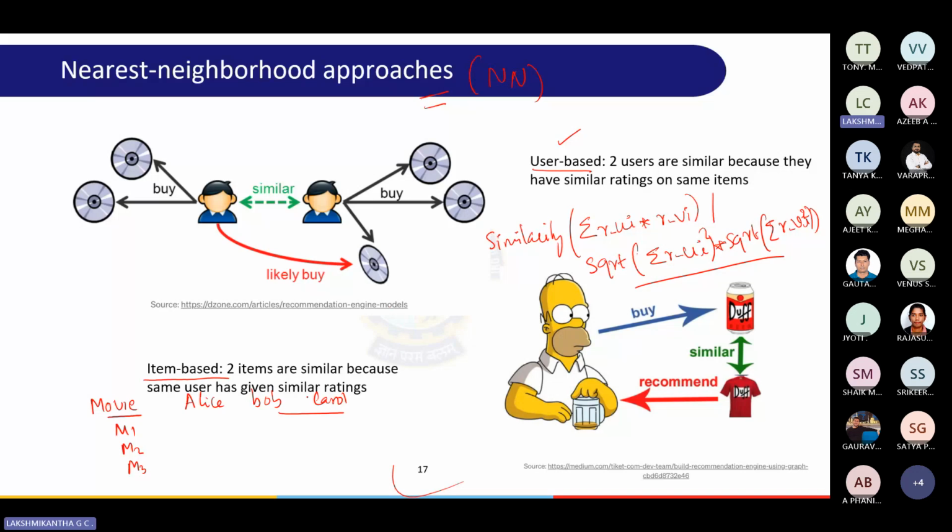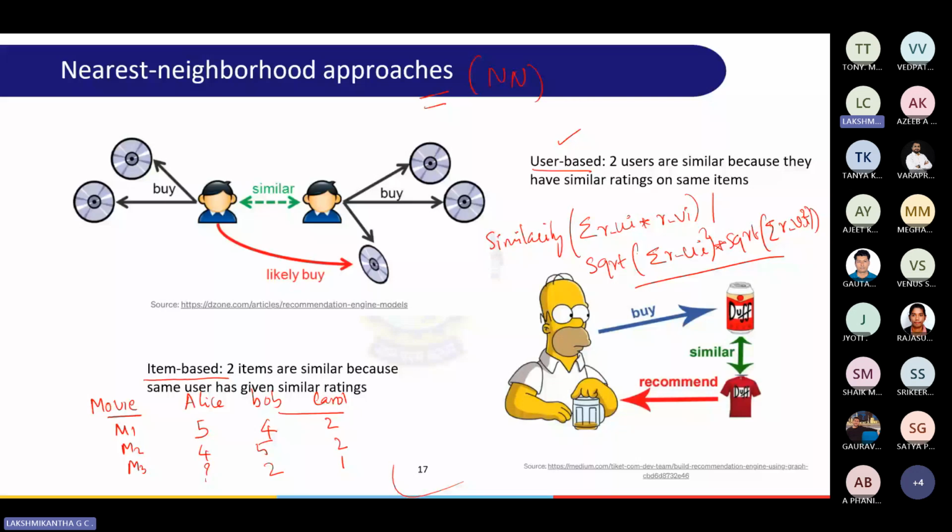And here I'm writing ratings. For M1, Alice has given 5, Bob has given 4, and Carol has given 2. And for M2, 4, 5, and 2. I'm taking some random values, guys. Here he has not put anything. Here I have 2 and here I have 1.